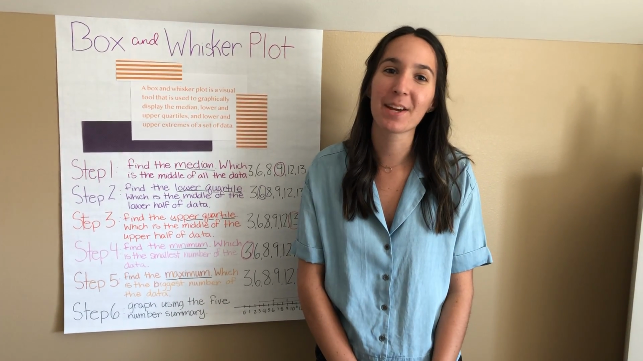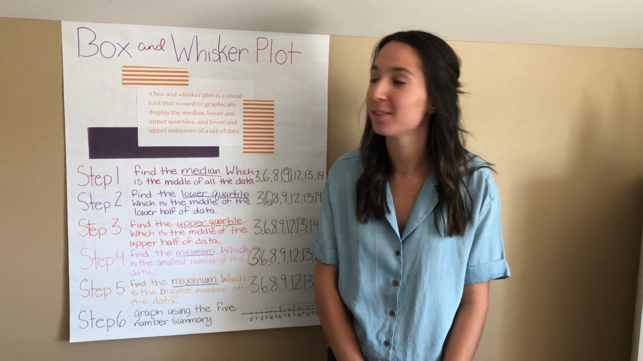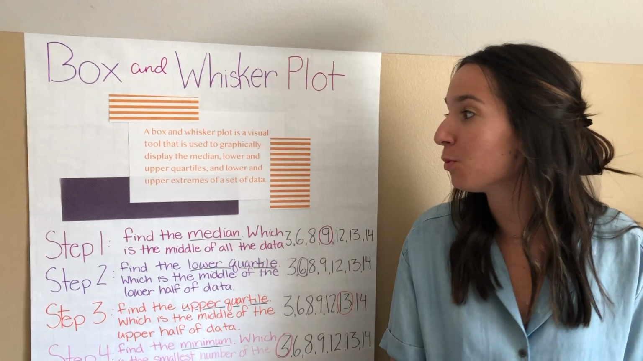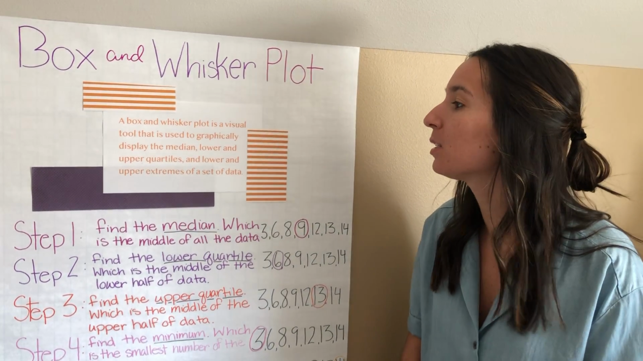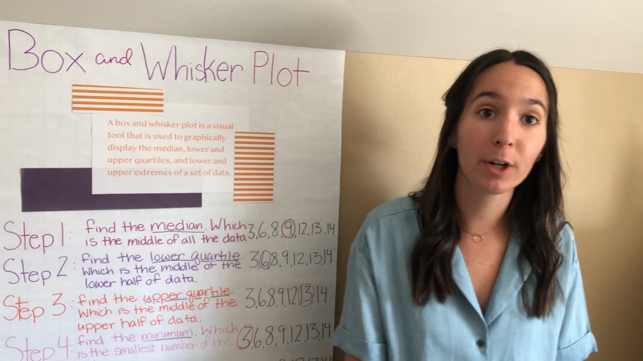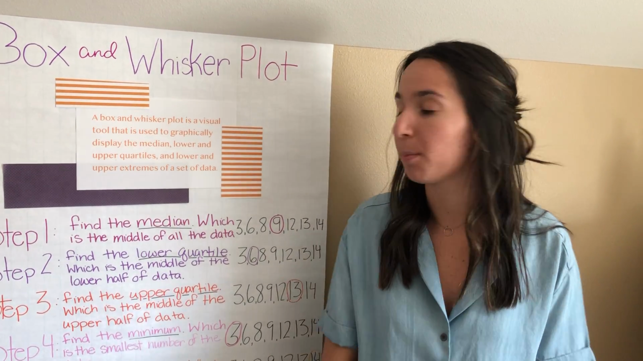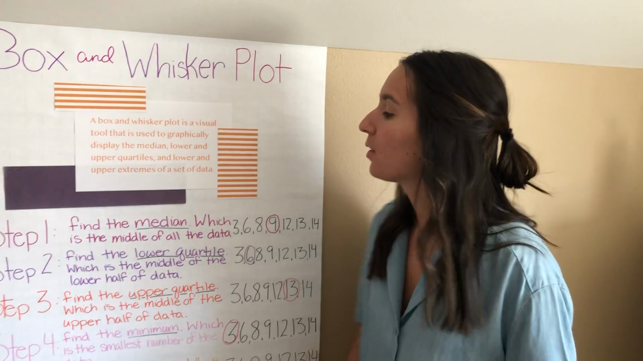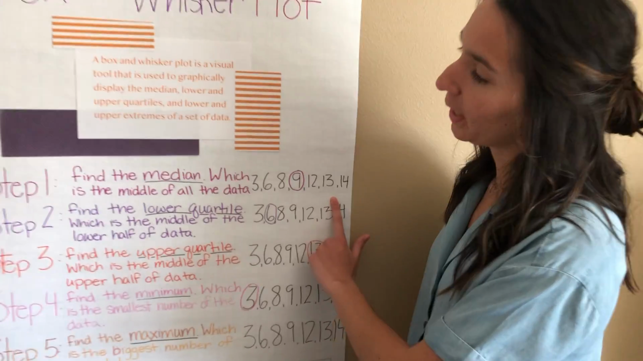My name is Ann Diaz, and today we're going to be talking about box and whisker plots. A box and whisker plot is a visual tool that is used to graphically display the median, lower and upper quartiles, and the lower and upper extremes of a set of data. So the set of data we're going to use is this one right here.